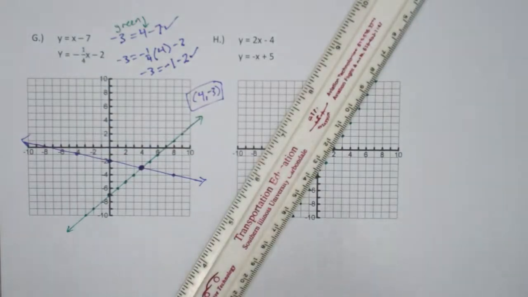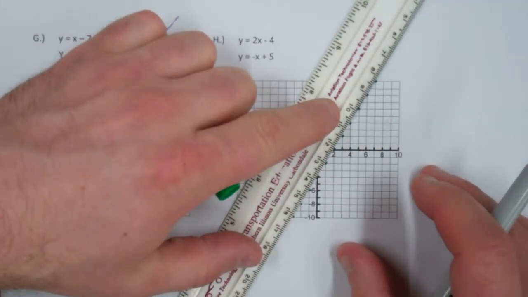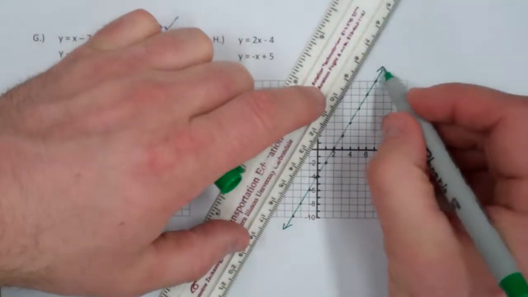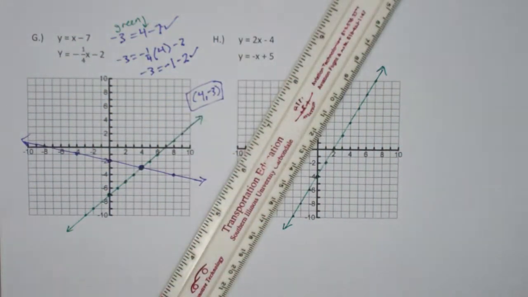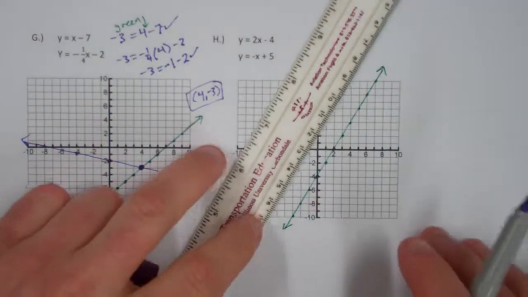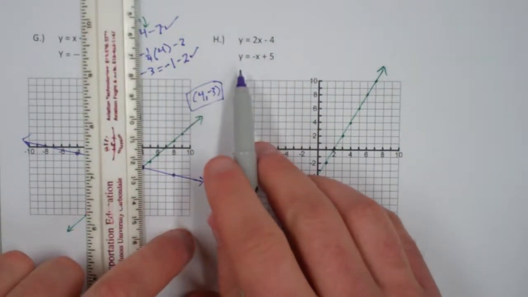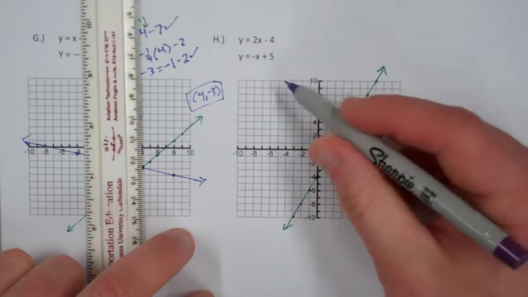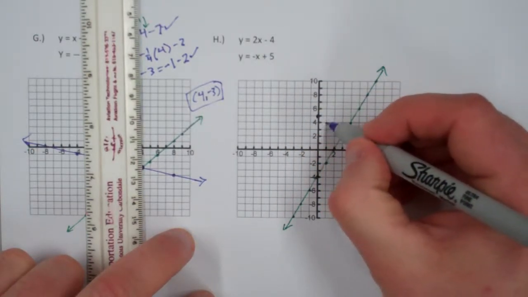Let me get this purple marker out of your way. That would be a good thing. And let's see, we'll just draw this line right here. That's our green line, the first one. And then the purple is going to be our second one. So we've got y is equal to negative x plus 5. Y-intercept of 5, slope of negative 1 is just down 1, right 1.